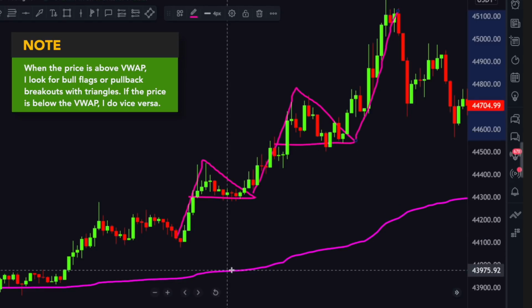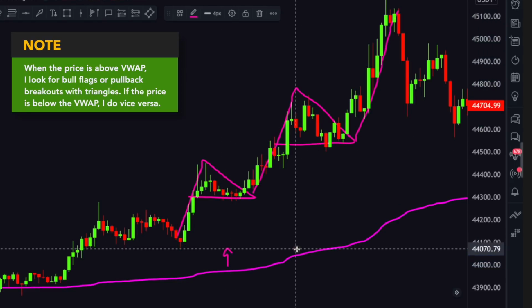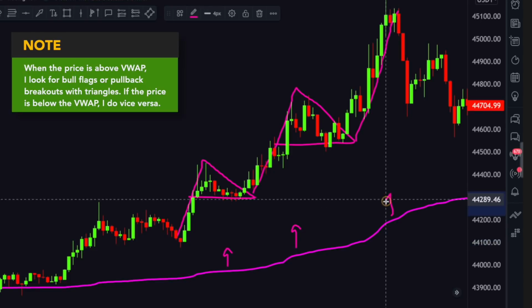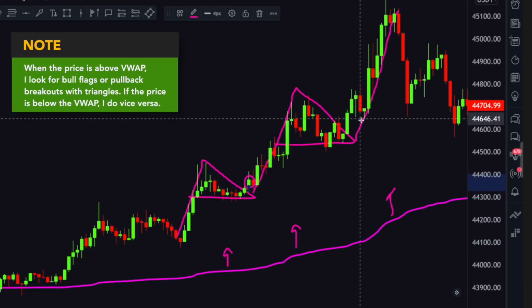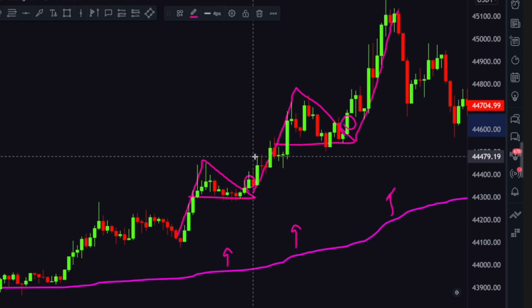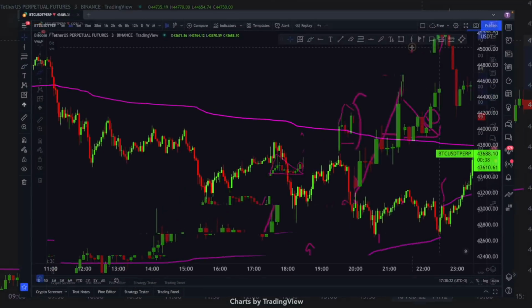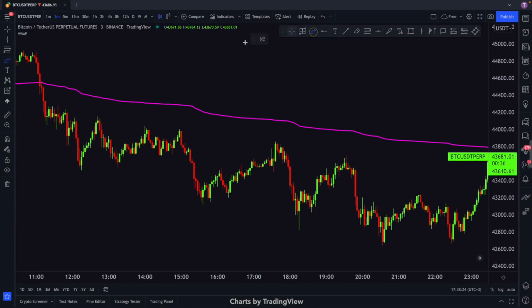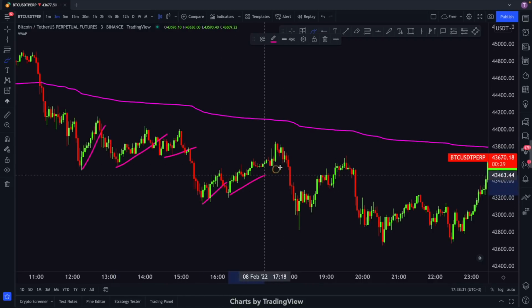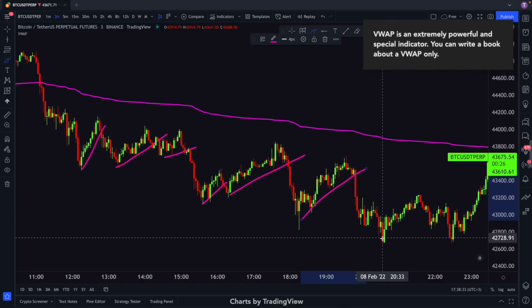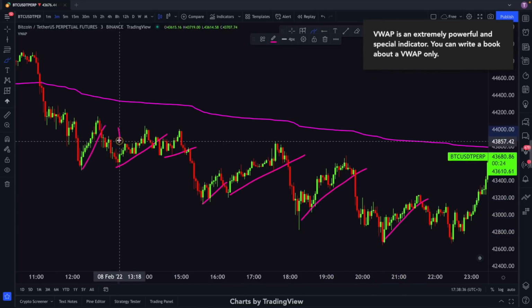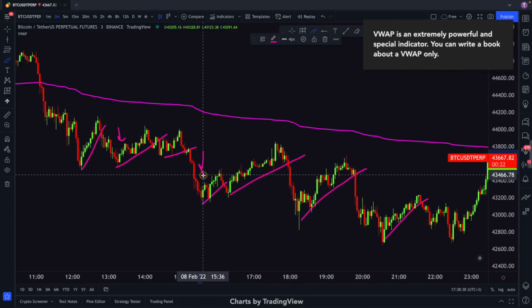When the price is above VWAP, I look for bull flags and pullback breakouts. Quickly scalp them in a couple of minutes. Get in and out style. If the price is below the VWAP, I do vice versa. I look for bear flag patterns and quickly scalp them. So use VWAP for direction to scalp your financial security. Quickly get in and out, that's it.